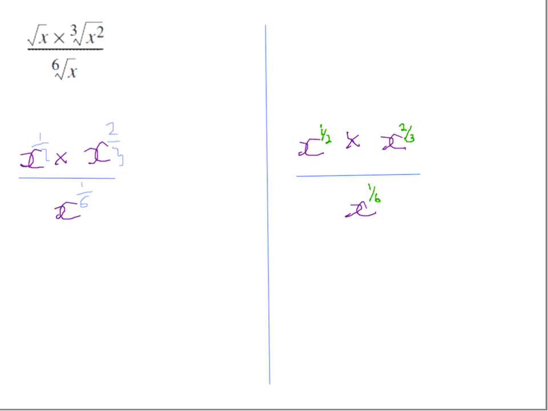Now what I'd like you to do is add the indices at the top. Just add these 2 indices. And the same here. So what will it be? There's the fraction line. Sorry, this line is a bit awkward. I'll just do it again.